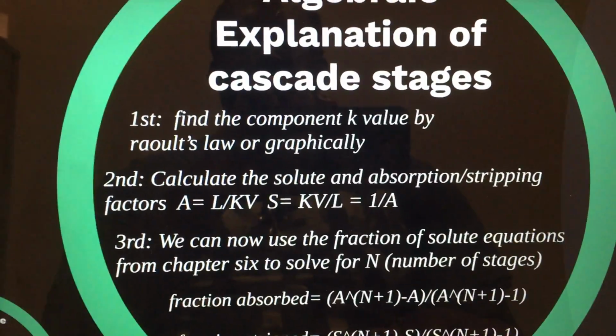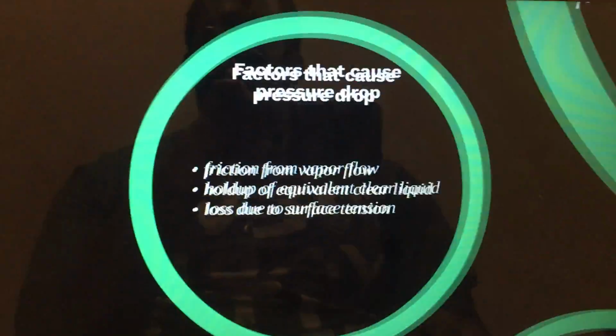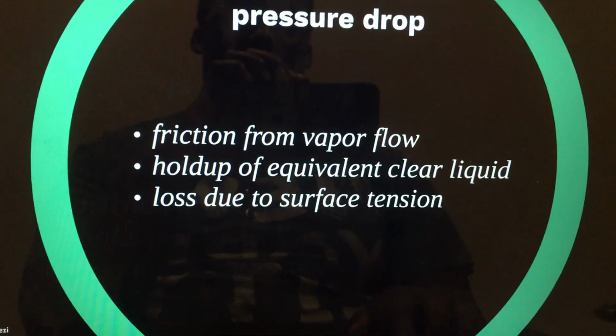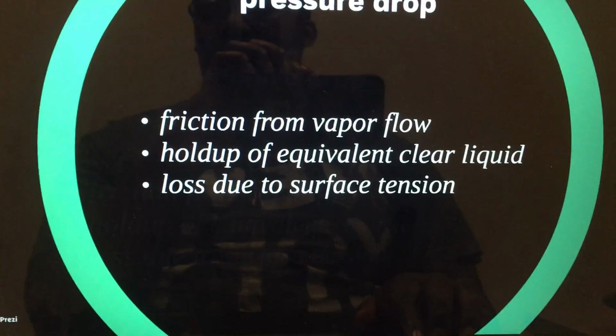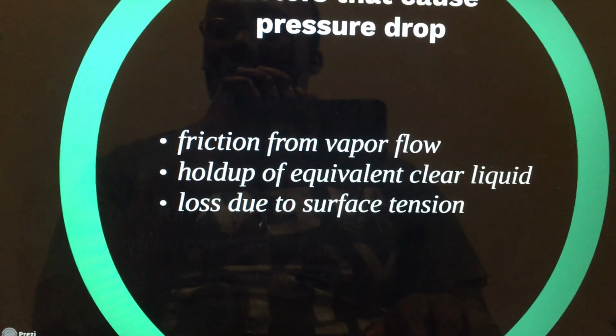The next thing I had to determine was what causes a pressure drop in a tray column. The three main factors that cause pressure drop in a tray column are friction from the vapor flow, holdup of the equivalent clear liquid, and the losses that occur due to surface tension in the flow.